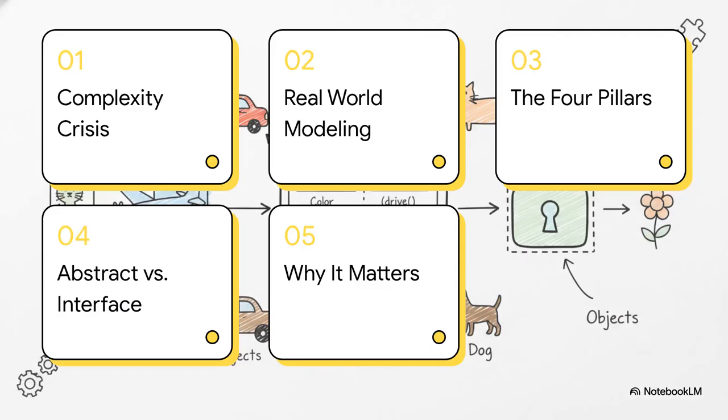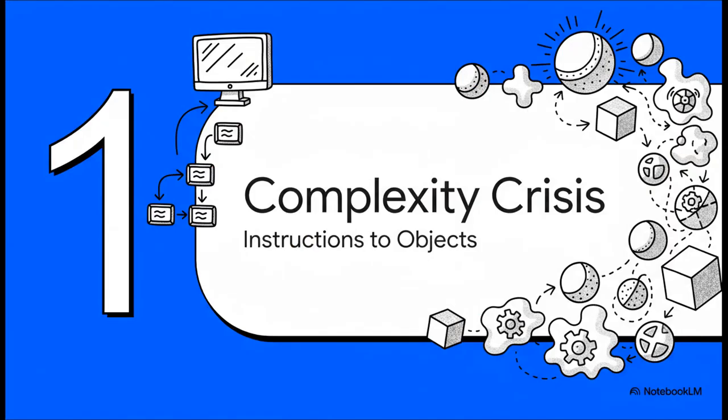So, here's our game plan for today. We're going to start with the complexity crisis that kicked this all off. Then, we'll see how OOP lets us think more like we do in the real world. We'll break down the 4 big pillars that make it all work, look at a really practical choice between something called abstract classes and interfaces, and wrap up with why all of this is still so incredibly important today. All right, let's dive right in.